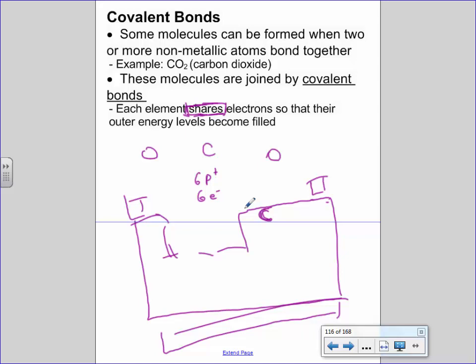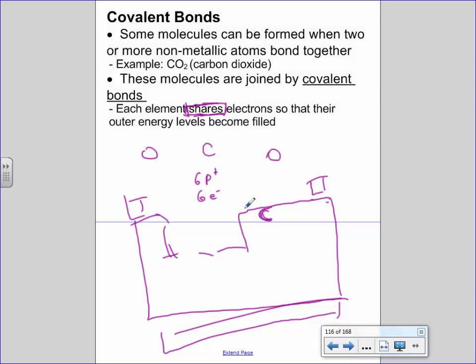Does that make sense? My question for you then is, how many electrons are in that energy level? Well, there'd be 1, 2, 3, 4 electrons in its second energy level. 2 of them are in the first level, and then 1, 2, 3, 4 are in the second level. So carbon has 4 valence electrons is what we'd say.